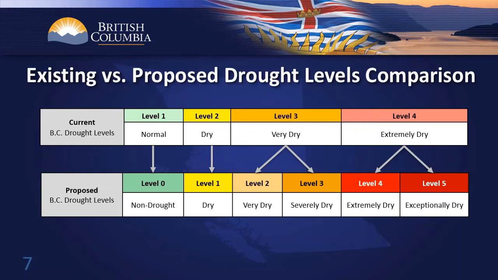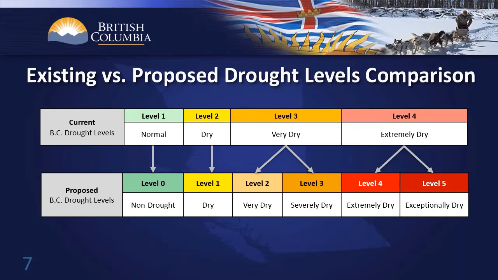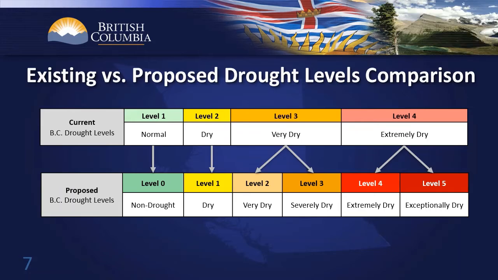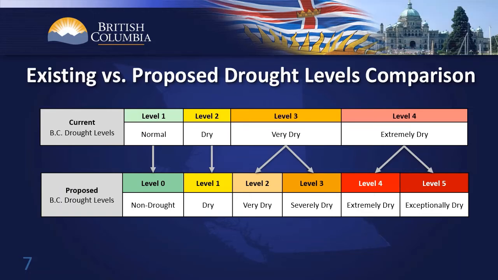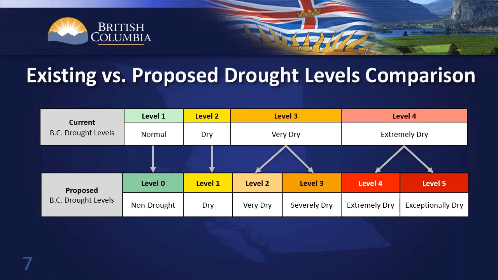This slide illustrates how current drought levels on the top correspond with the proposed new drought levels on the bottom of the slide. As mentioned earlier, level 1 would become level 0. Dry conditions would change from level 2 to level 1. Very dry conditions or existing level 3 would be split into level 2, very dry, and level 3, severely dry. And the existing level 4 would also be split into an extremely dry category and an additional exceptionally dry level, which will better show when conditions reach near or beyond record lows.